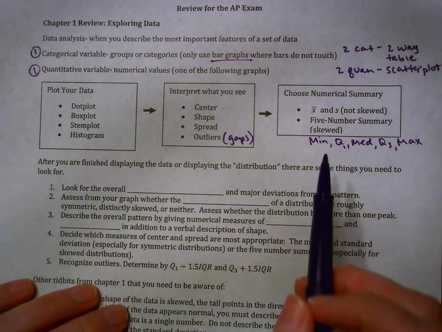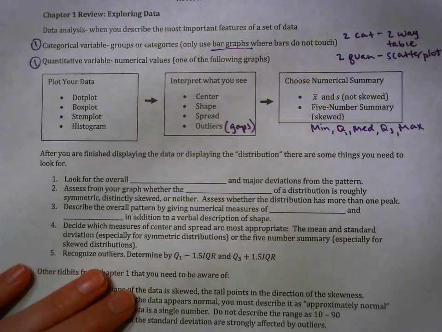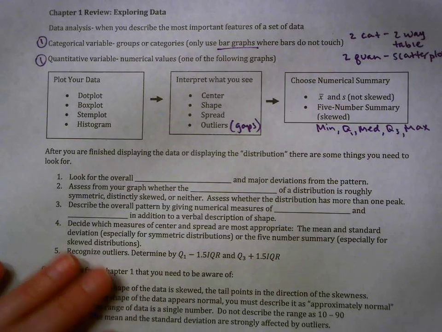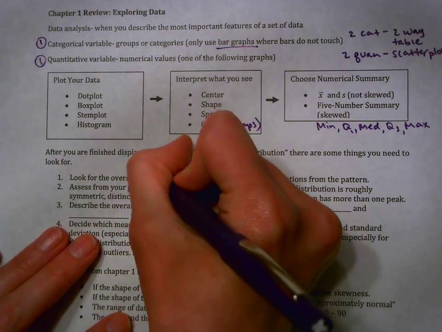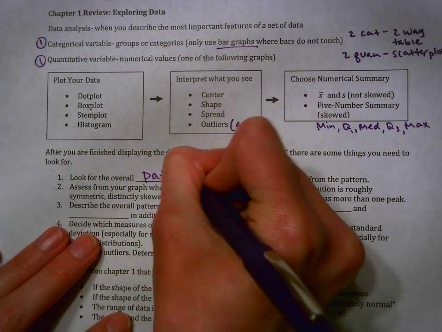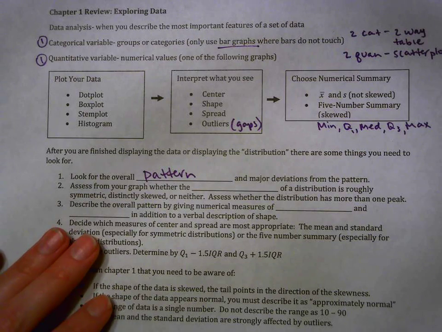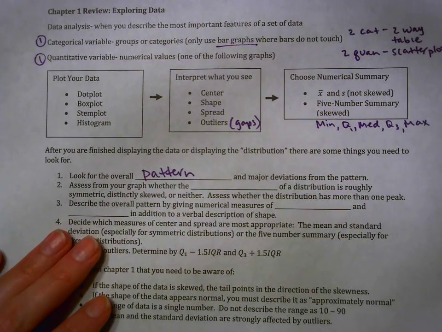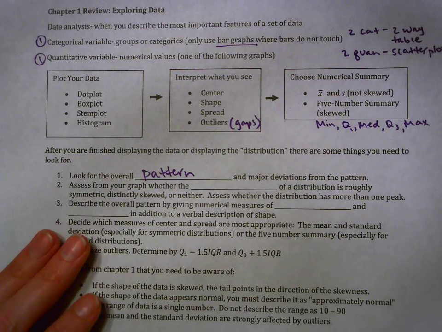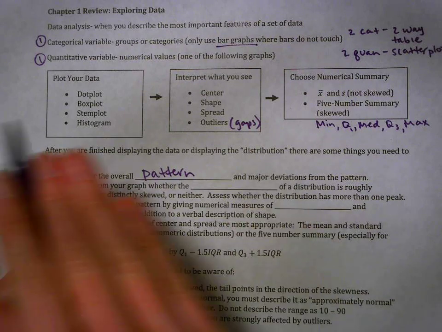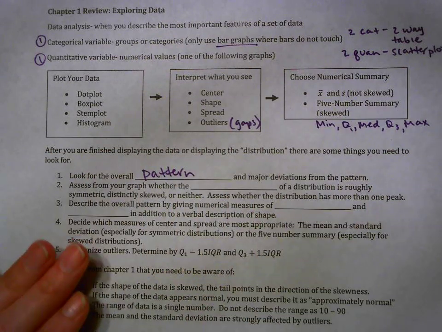After you finish displaying the data or displaying the distribution, there are some things you need to look for. You need to look for the overall pattern and major deviations from the pattern. Also, words that aren't on here are bimodal if it has 2 peaks, unimodal if it has 1 peak, or uniform if it's just flat across.